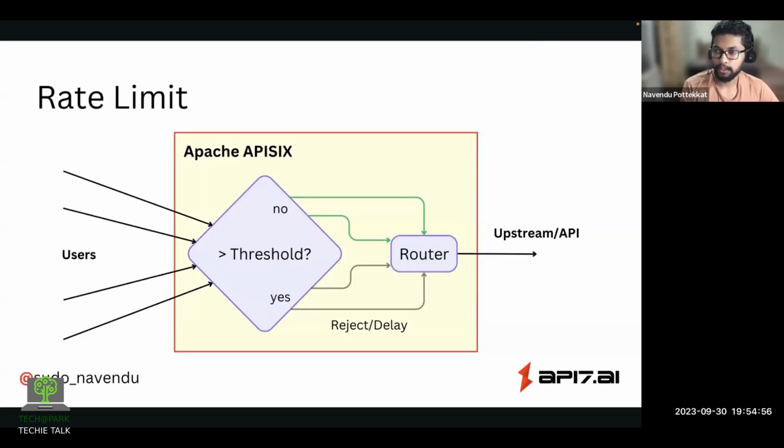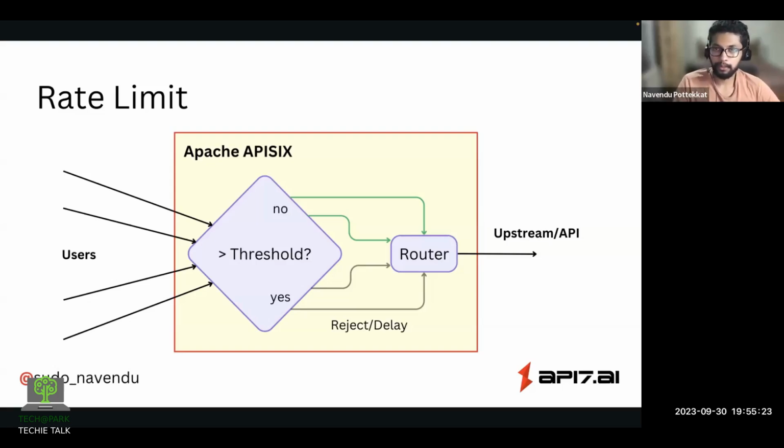If the number of users exceeds that threshold, you either reject it or delay it for some time so that your backend, your upstream, your APIs are able to handle that request. So this can be quite useful in a business sense where you want to rate limit your API consumers, but it is also an important aspect when it comes to reliability and security.